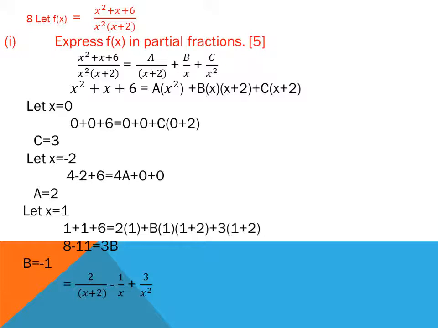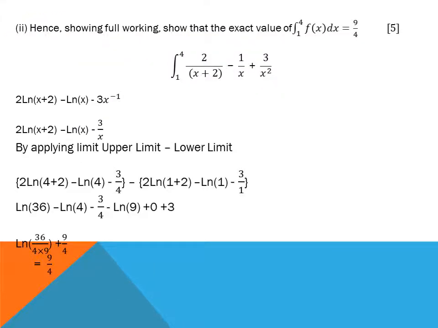In this way, I will find that c is equal to 3. Then let x is equal to minus 2. By taking the value minus 2, the variables b and c will become 0, and I easily find the value of a. Now take any value of x to find the value of b. I put x is equal to 1 and finally find b is equal to minus 1, so the partial fraction becomes 2 over x plus 1 minus 1 over x plus 3 over x square.